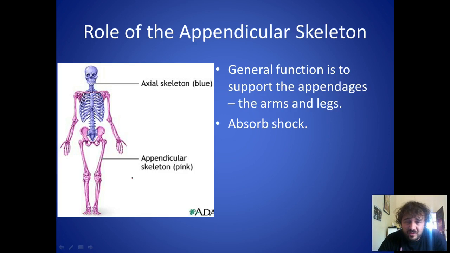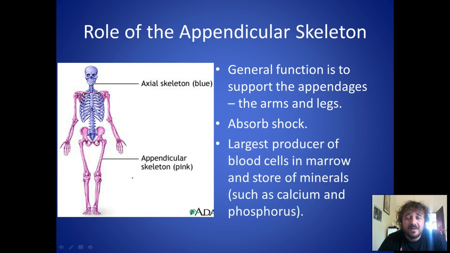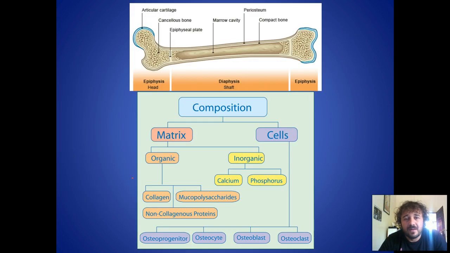It absorbs shock, and this next one's quite important. It's the largest producer of blood cells in marrow. It also is the largest store of minerals like calcium and phosphorus. All bones store calcium and phosphorus, but this one is the largest store of it, and that's due to the length of the bones, and just the mass of the bones.